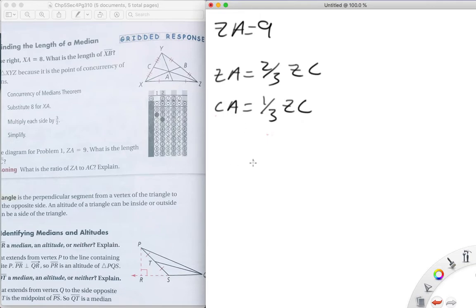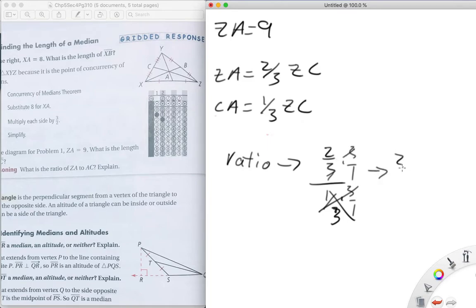So if I wanted to get the ratio of ZA to CA, or AC, the ratio is just a fraction, right? So the ratio is going to be 2/3 over 1/3. Right, and I can get rid of that by multiplying, right? Division is the same thing as multiplying by its reciprocal. So this is going to be the same thing as multiplying by 3 over 1, 3 over 1. And our ratio would be 2 over 1, or 2 to 1.